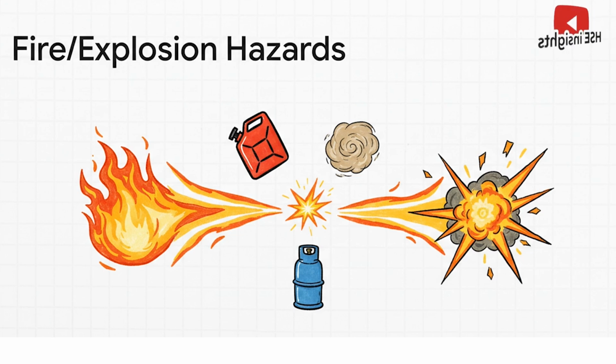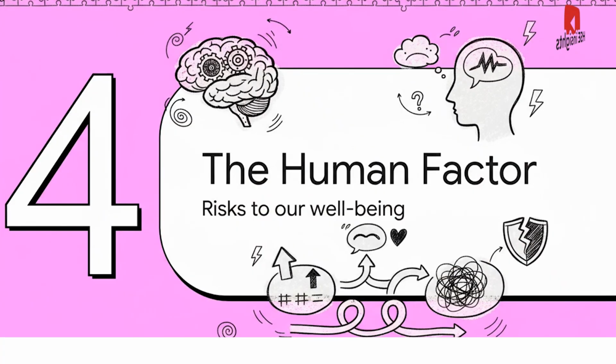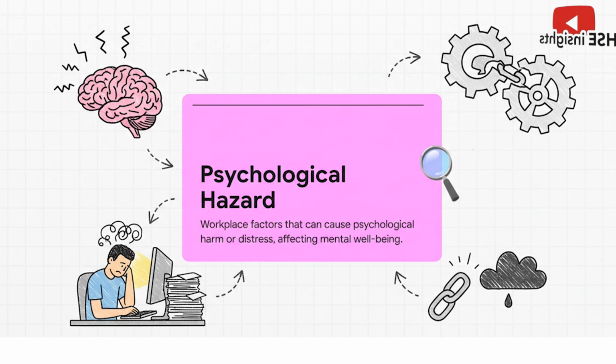We're on to our final category, and this is one that honestly gets overlooked way too often, but it is so important for creating a truly safe workplace. We're talking about the human factor, the psychological side of our jobs. What this all boils down to is how the work environment itself, the company culture, the day-to-day demands can directly affect your mental well-being and cause real psychological harm or distress.